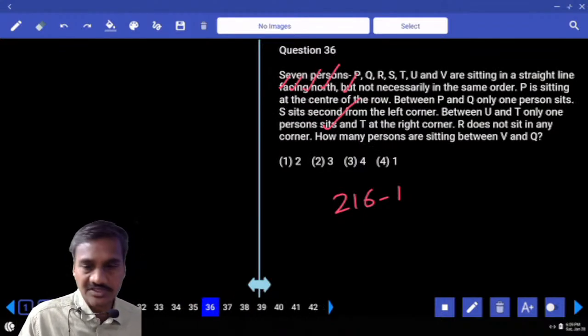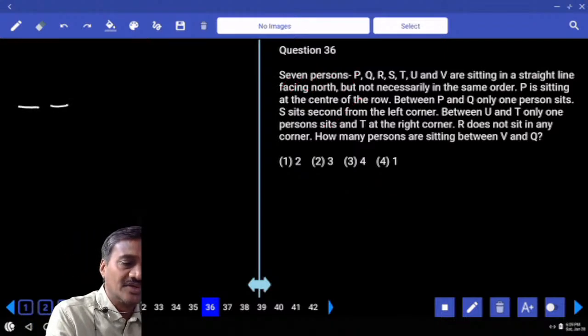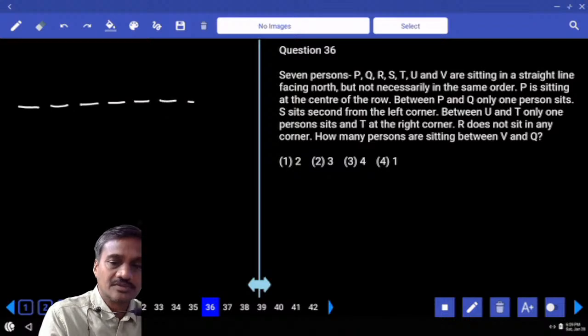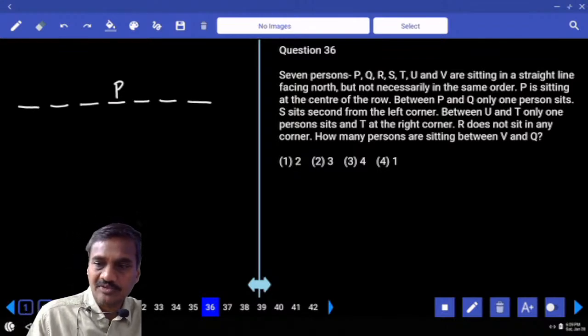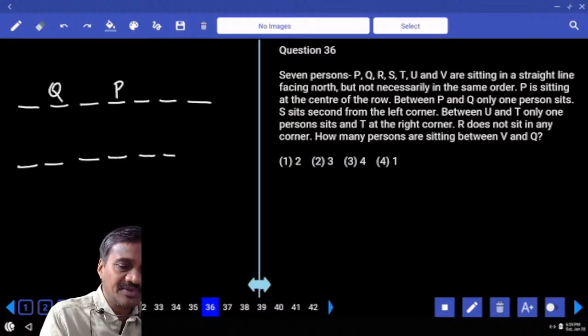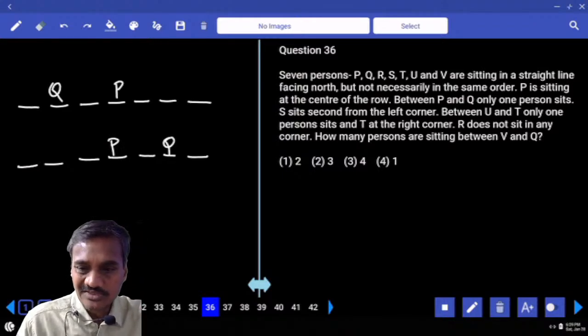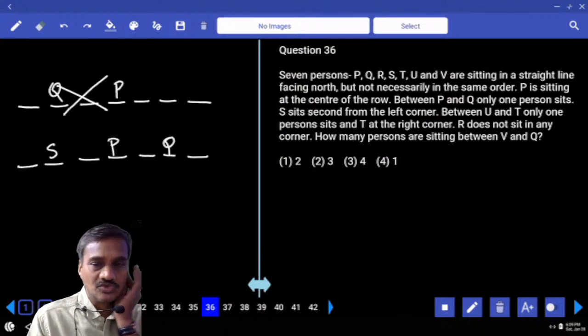Then 36. Now there are 7 persons sitting in a straight line facing towards North. And P is sitting at the center of the row, P is here. Then next, between P and Q there is only one person. Q can be either to the left hand side of P or to the right hand side of P, Q can be here. And S sits second from the left corner. S is seated second from the left corner, here it is not possible because Q is here.